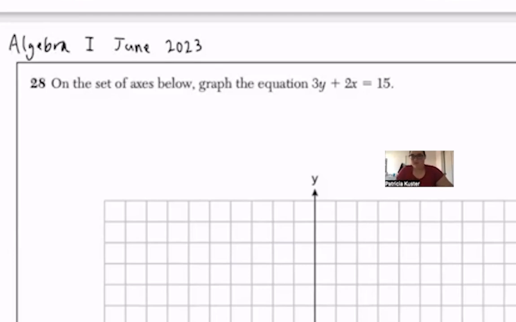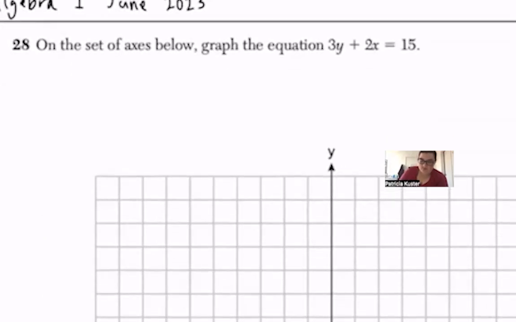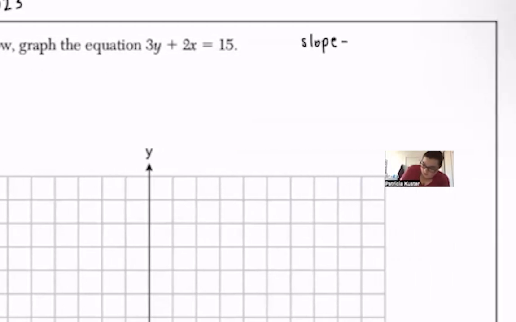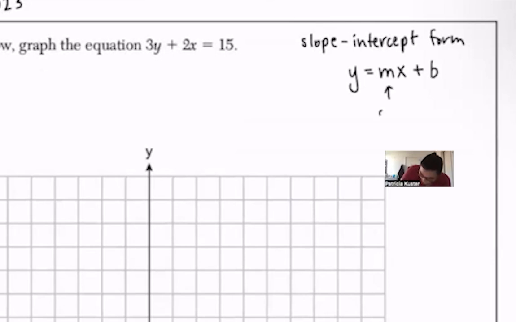Whenever you are given a question where you're going to graph, you want to first put the linear equation into slope-intercept form. Slope-intercept form is one of the things that is pounded into algebra students' heads. That is y equals mx plus b, where m is the slope and b is the y-intercept. Hence, slope-intercept. In order to get an equation in standard form into slope-intercept form, you have to isolate y.